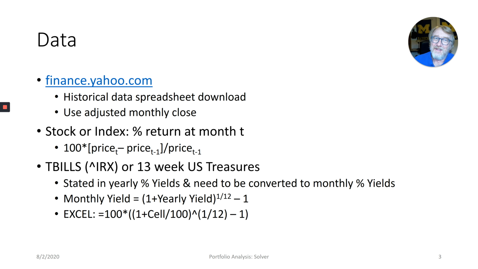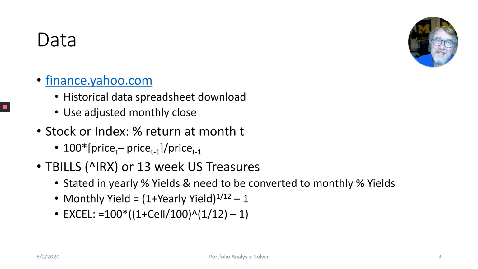Okay, so one way to get the data is you can go to finance.yahoo.com and click historical data and use your adjusted monthly close. If you're looking at a stock price or an index, you compute a return for each month, right? You have the price, but we want returns, so it's a very simple equation for computing returns.